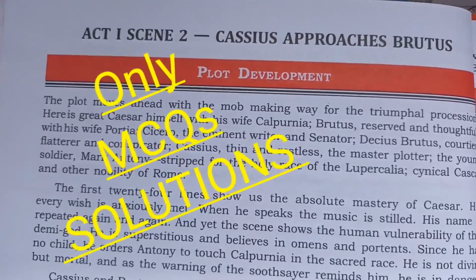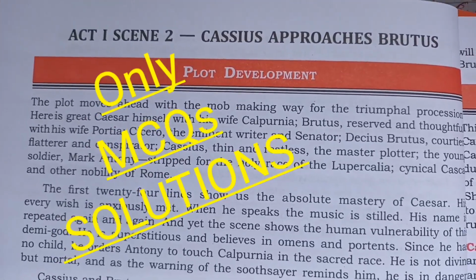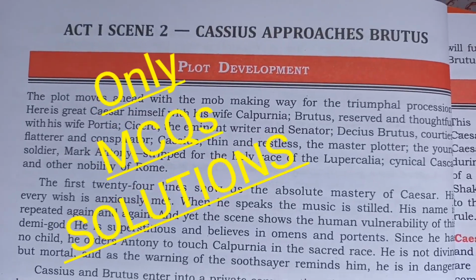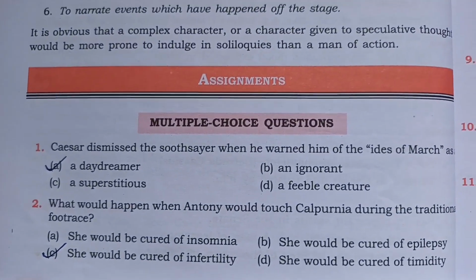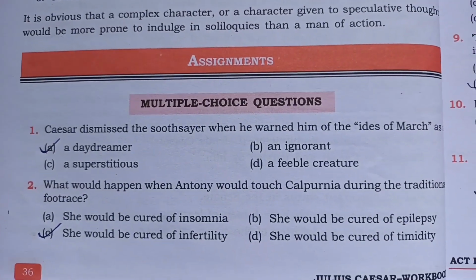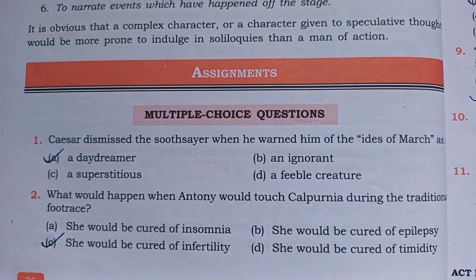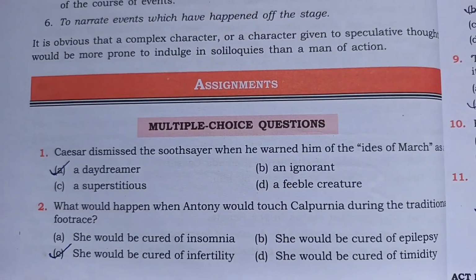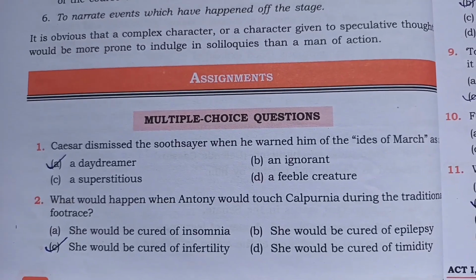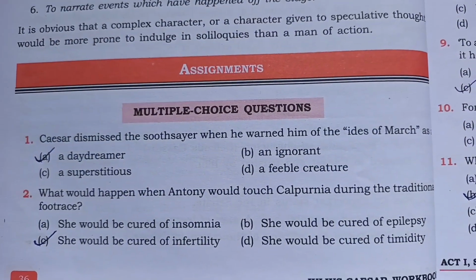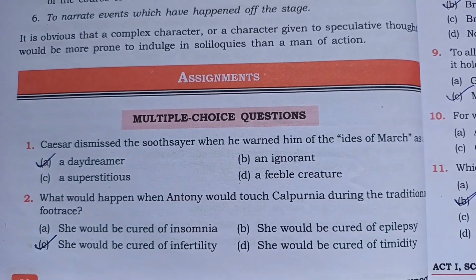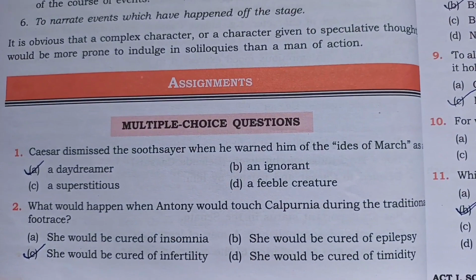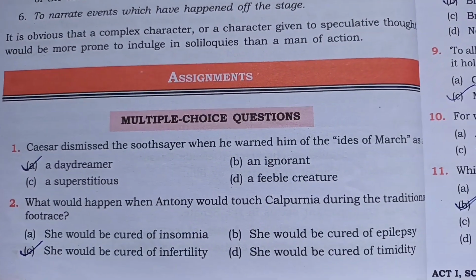Next, Act 1, Scene 2. We'll discuss only the MCQs of Act 1, Scene 2. So let's do it. The first MCQ of Act 1, Scene 2 is, Caesar dismissed the soothsayer when he warned him of the Ides of March as, option A is correct, a daydreamer. Second, what would happen when Antony would touch Calpurnia during the traditional foot race? Option C is correct, she would be cured of infertility.